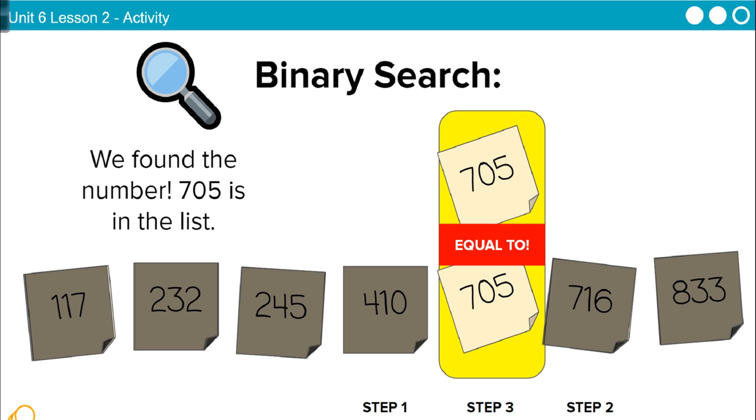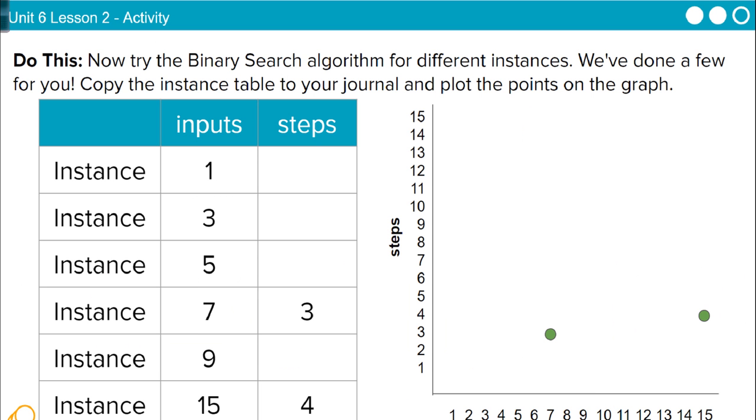So this is a binary search. It utilizes the fact that we have numbers in numerical order, and so it's a lot faster to do it this way because we know information about how the list is organized.